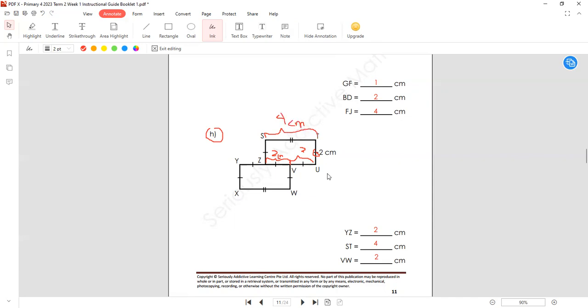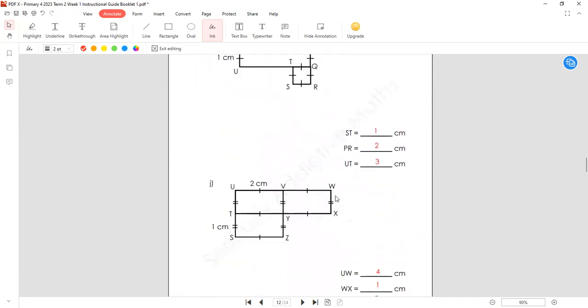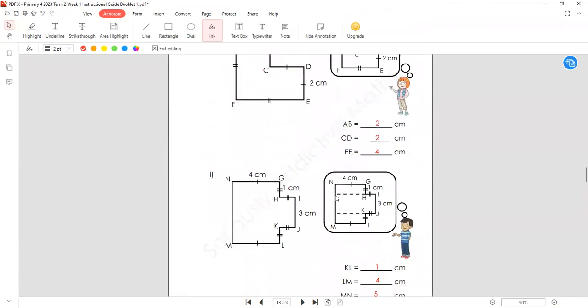YZ is quite obvious. YZ is 2 cm because of the hatch mark as well. So remember, hatch mark means that they're the same length. And then what is VW? Same thing. I would say maybe do another question.